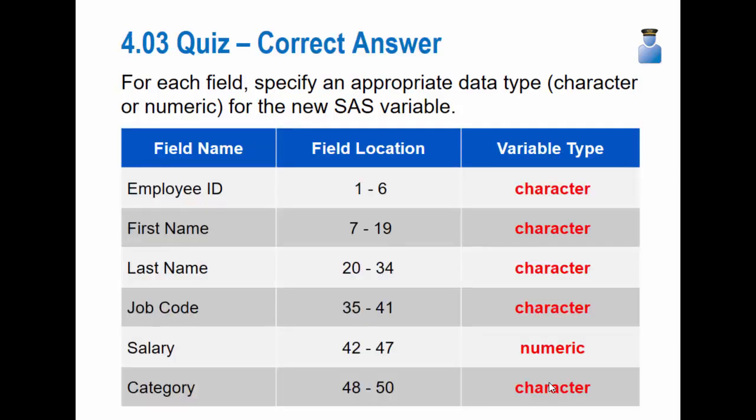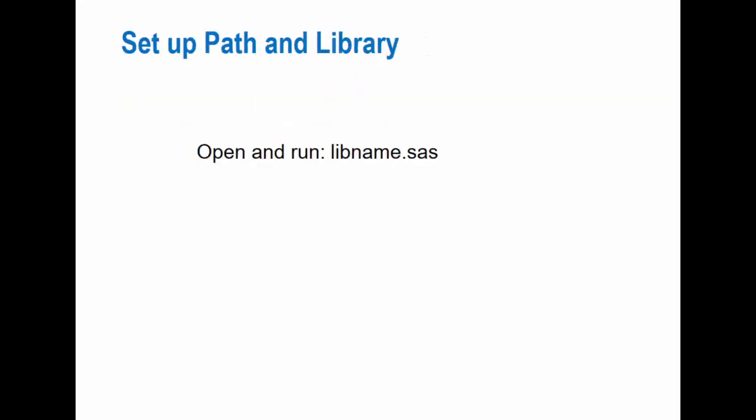Okay. So once you've determined all of these different aspects of the data, then we can go right in and start writing the code for bringing the data in. And once again, remember you have already created this libname.sas. Open that and run it. So that's the first thing.